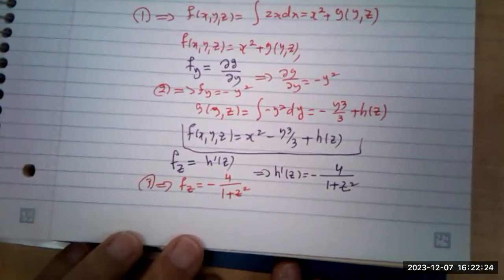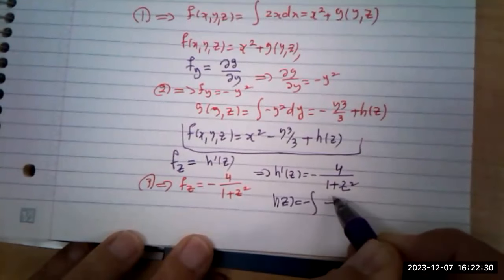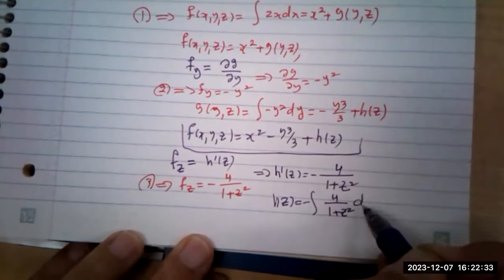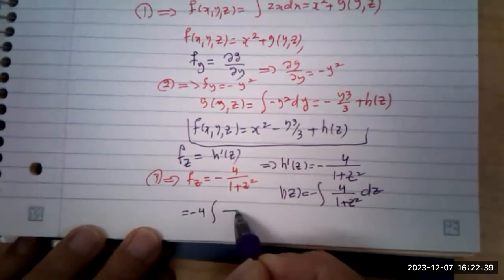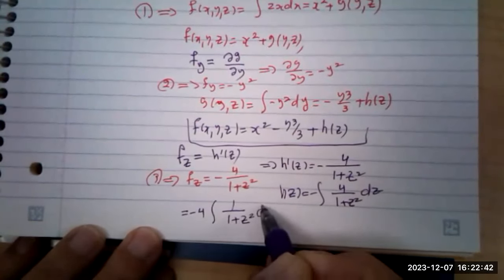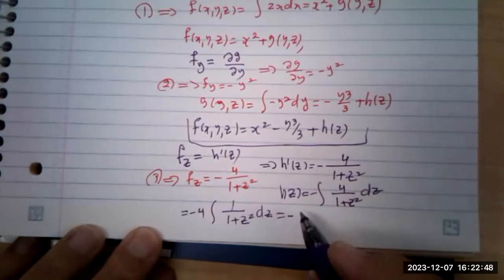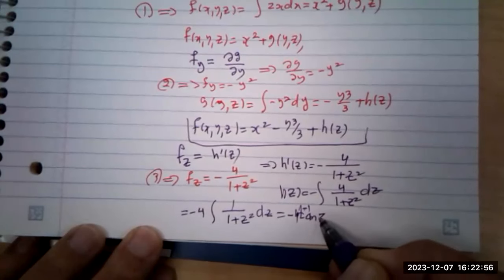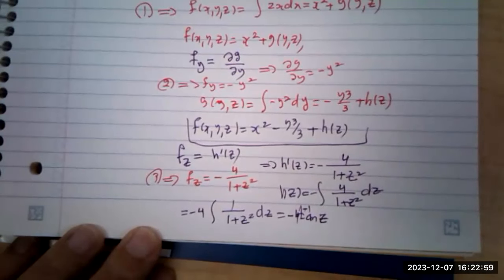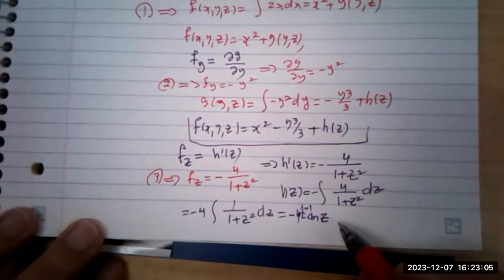So you have to integrate it to get the h of z. So h of z would be what? It's a negative integral of 4 over 1 plus z squared dz. You can pull out the 4. That's the integral of the leftover, the integral of 1 over 1 plus z squared. Ln something? Not ln. Arc tan, tan inverse. So that would be negative 4 tan inverse of z, plus c, but we don't need it. So that would be h of z.